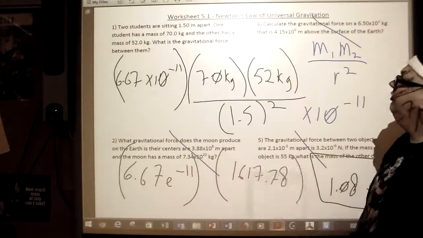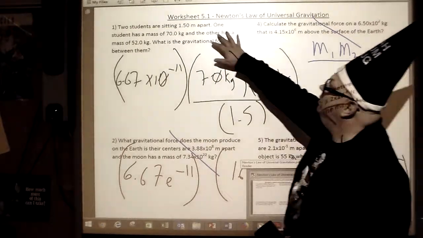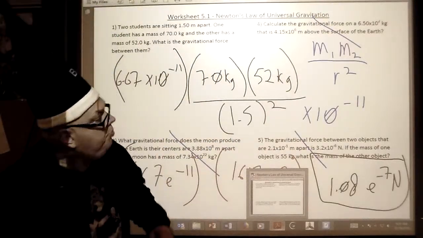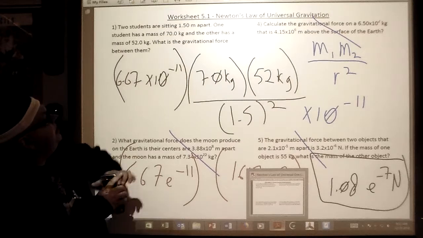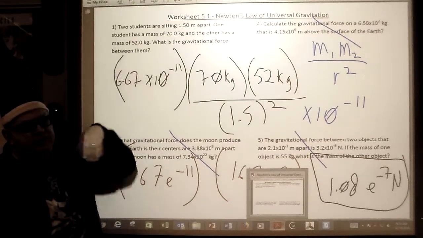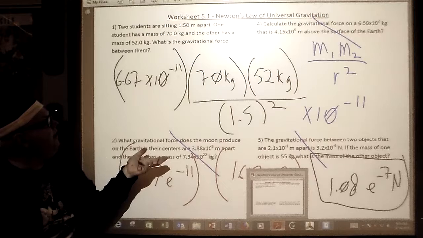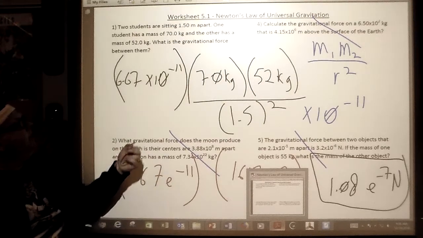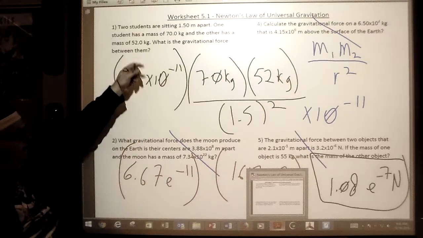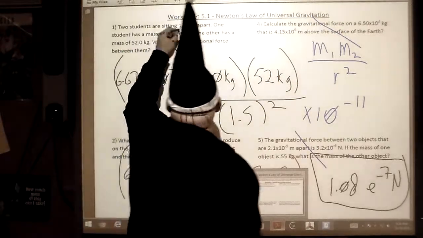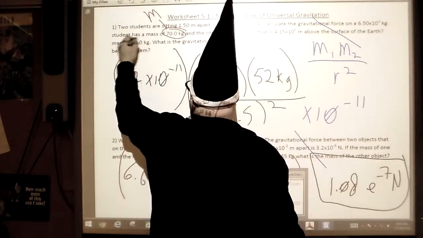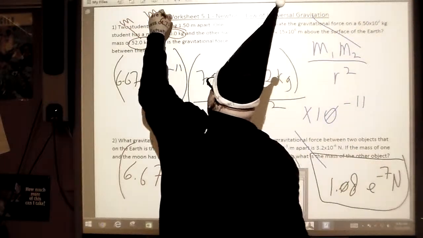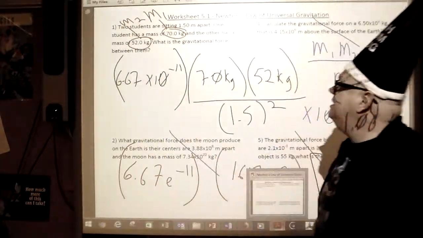Okay, we're going to take a look at another one here. So we're going to look at this one here. So two students are sitting 1.5 meters apart. One student has a mass of 70 kilograms, the other has a mass of 52 kilograms. What is the gravitation force between them? Well, let's see. We've got a 70 kilogram, we have a 52 kilogram. So I have a mass, and I have another mass here. Okay, so we're going to say mass 1 and mass 2, just to keep it simple.